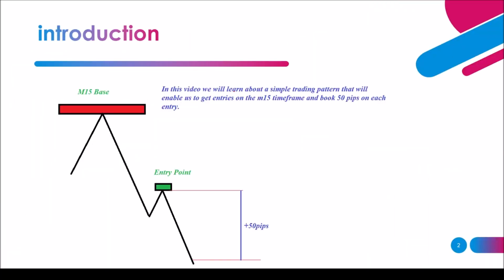In this video, we'll learn about a simple trading pattern that will enable us to get entries on the M15 time frame and book 50 pips on each and every entry. So it's basically looking for an M15 base. From that base, we now start to look for an entry point. That entry point should give us 50 pips. So make sure you stick to the end of this video so that you fully understand how to go through this whole process.